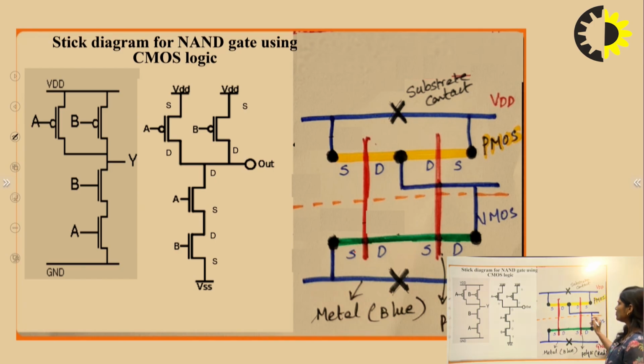So here you can draw a demarcation line, and you can represent here a cross. You can see this is a metal line of blue color, and this represents your ground, and this is a metal line, or you can say substrate contact, and you can say this is VDD. So this is the stick diagram of this CMOS NAND.